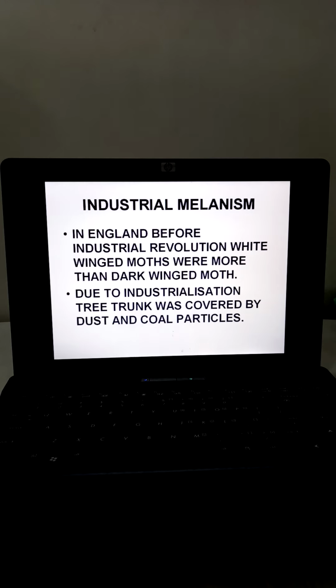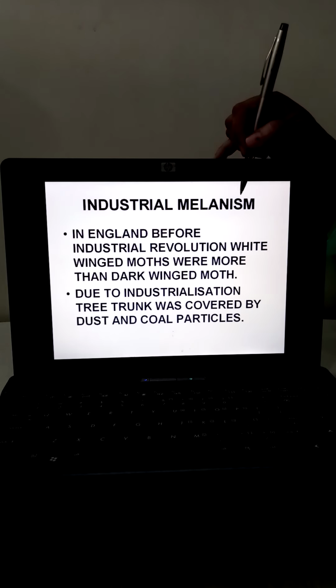So at that time, when the study was conducted, they concluded that after the industrial revolution, the population of black colored moth was more as compared to the white colored moth, because the black colored moth was easily camouflaged with the tree trunk. This process was called industrial melanism.